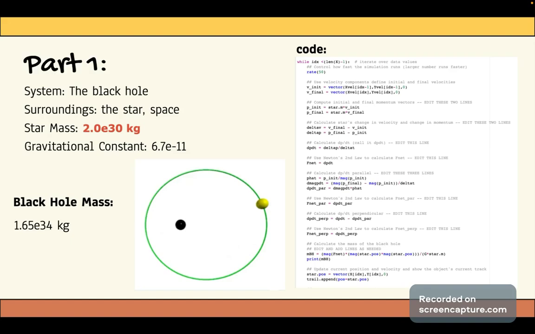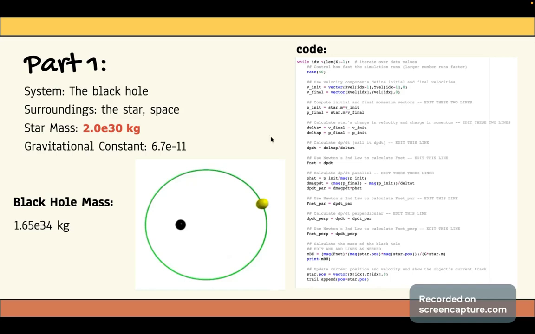For part 1, the system was the black hole, and the surroundings were the star and space. The star mass, as given by the equation, was 2.0e30 kg, along with the gravitational constant. So I found that the black hole mass was 1.65e34 kg.